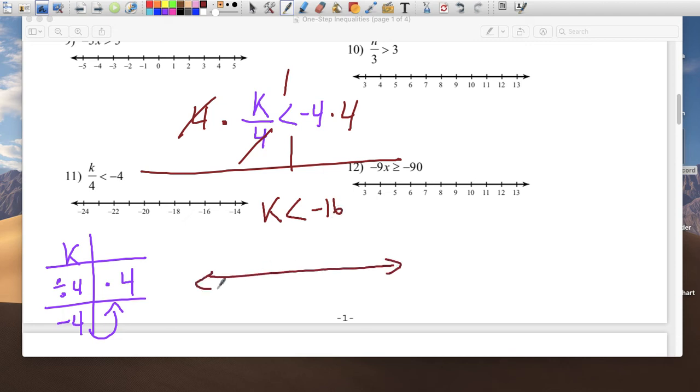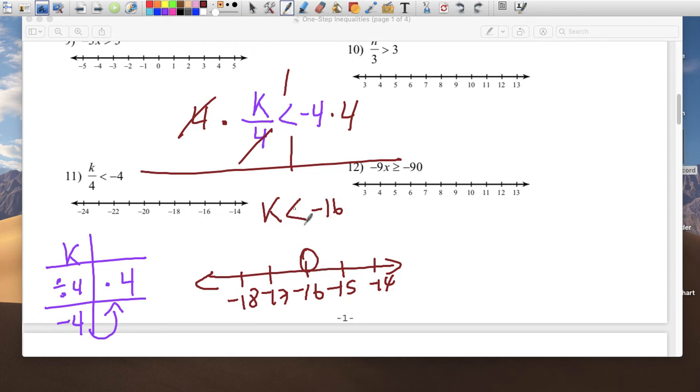Draw a number line: negative 16, negative 15, negative 14, negative 17, negative 18. Put a circle. We know it's not shaded because there's no equal sign. If I replace k with negative 16, is negative 16 less than negative 16? No, it's not true. So therefore, that circle is not shaded.